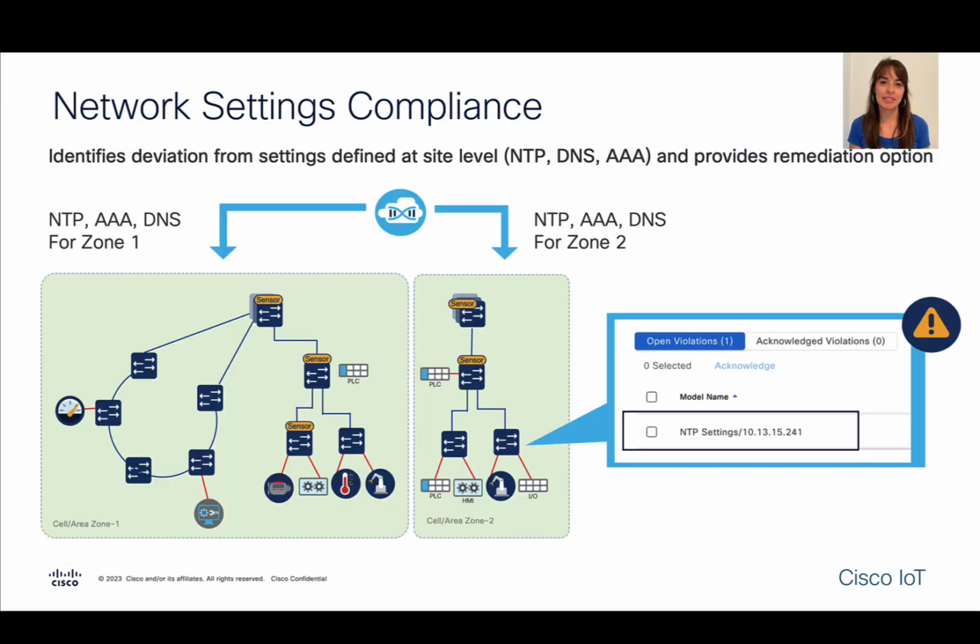Network setting compliance identifies deviation from the global settings of the site, such as NTP, DNS, or AAA. If the configuration is not aligned with these global settings, Catalyst Center will highlight this and provide remediation alternatives. In this example, NTP was configured for the site, but the switch was modified offline. Catalyst Center will highlight this as a violation and will provide some remediation alternative.